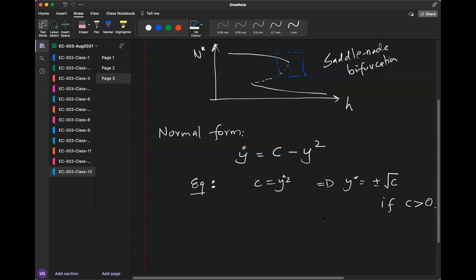No, right? Okay, let's just invert this to make it look exactly like what we have. Let's write this as y dot equal to c plus y square. That means that c is equal to minus y star square, or y star is equal to plus or minus square root of minus c. Of course, this will be real only if c is negative. Is that right?